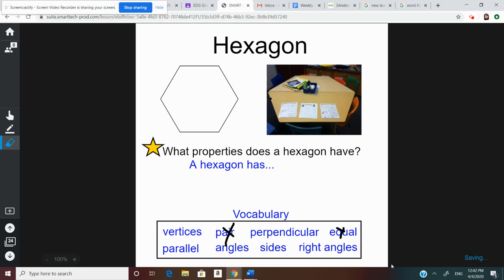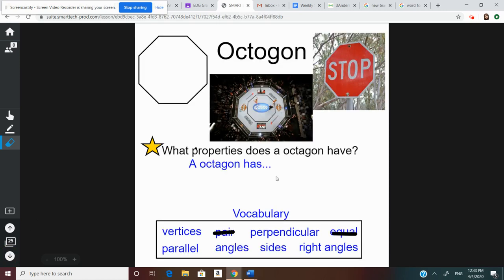So what kind of properties does a hexagon have? Well, it has 6 vertices every single time. It does not have any perpendicular lines. It does have 3 sets of parallel sides. It has 6 angles, 6 sides, and 0 right angles. Give yourself a pat on the back if you tried your hardest on that.